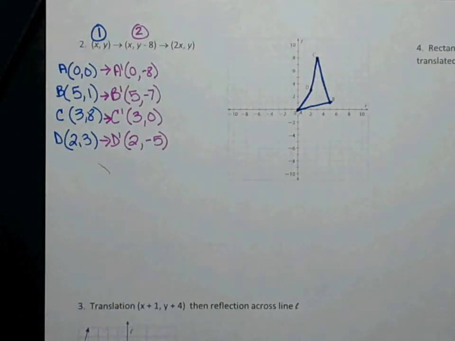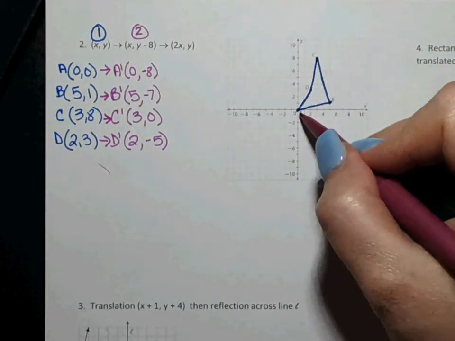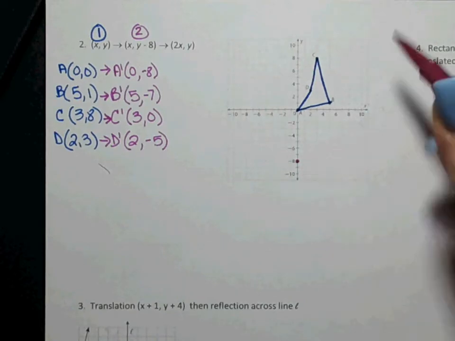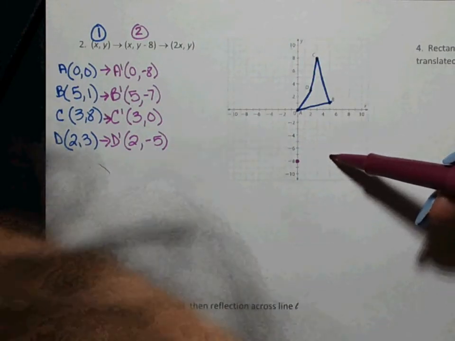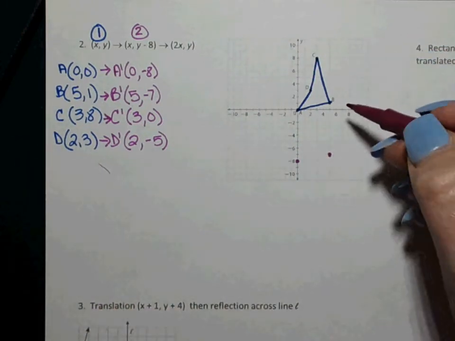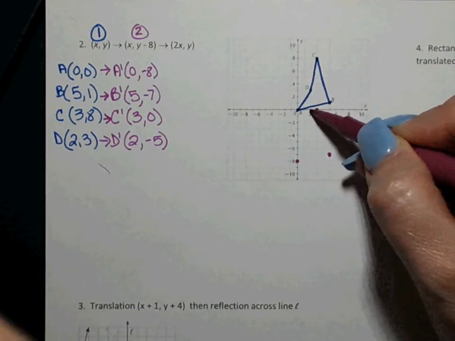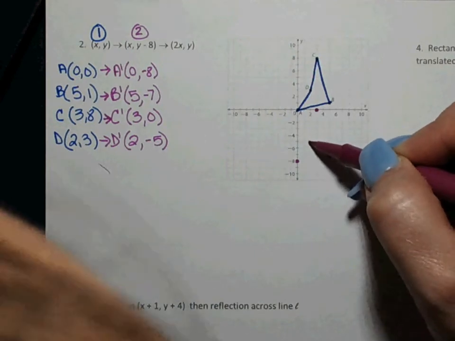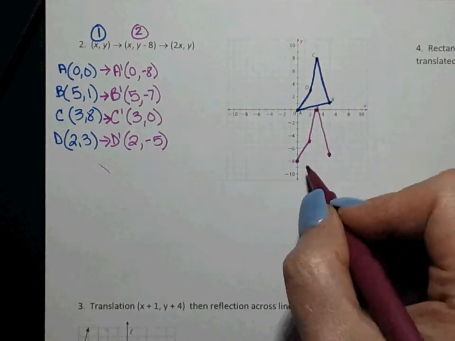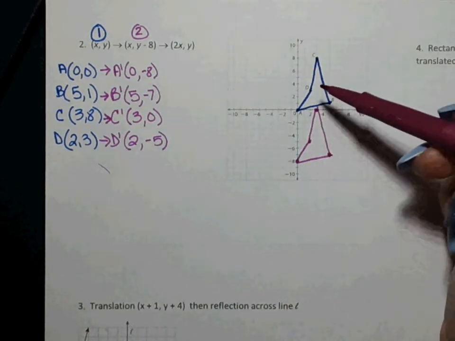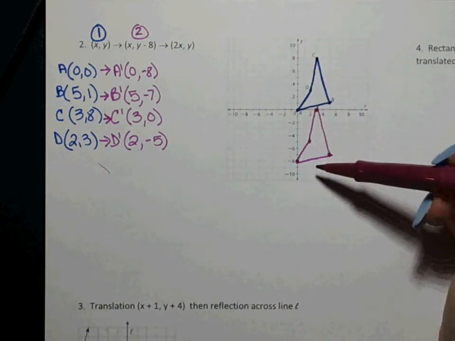Alright, so let's go ahead and graph that so we can see how that affected our image. So we're going to have a point at 0, negative 8, a point at 5, negative 7, right there, a point at 3, 0, and a point at 2, negative 5. All right, so let's go ahead and connect those dots. All right, so this is our original. This is our pre-image. After one transformation, we have just slid this image down.